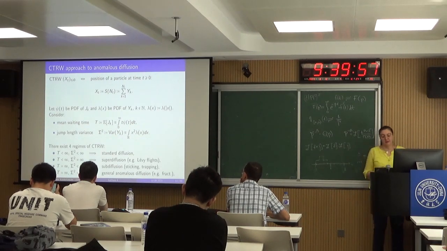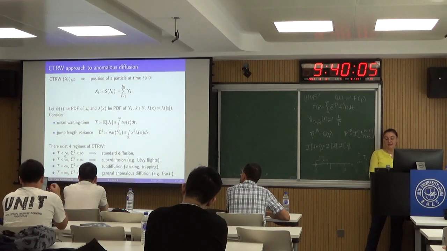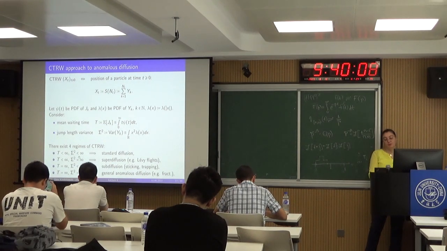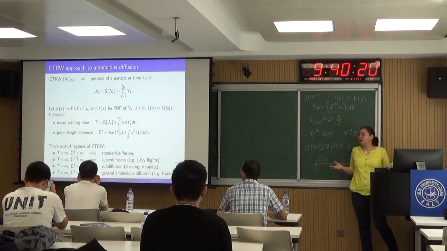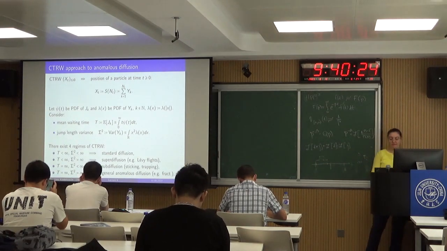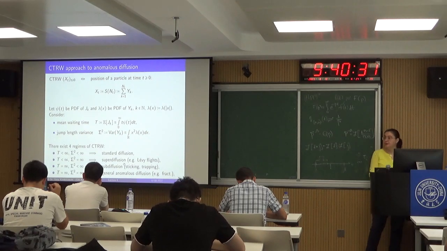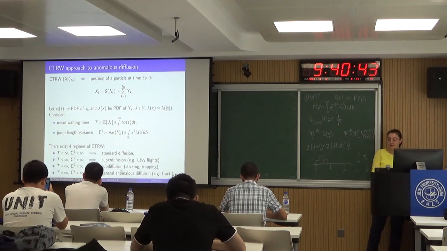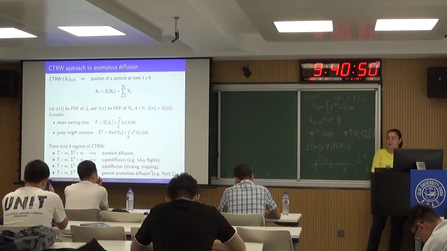So it turns out that there exist exactly 4 regimes of continuous time random walks. If my mean waiting time is finite and jump length variance is finite, we have a standard diffusion. These two conditions mean that waiting times are small enough and jumps are small enough, so substantially nothing has changed. We still are in the standard diffusion. If my waiting times are small enough, but my jumps are big enough, then I have superdiffusion. If my waiting times are big enough, but my jumps are small enough, then we have subdiffusion. So this can be understood as like we have sticking effects or trapping effects for the particles.